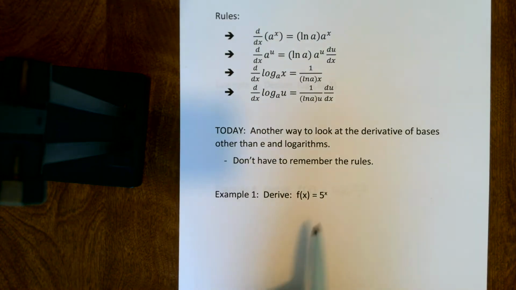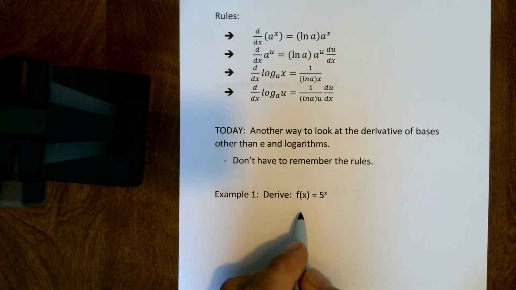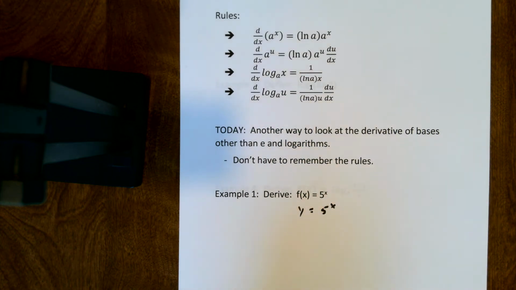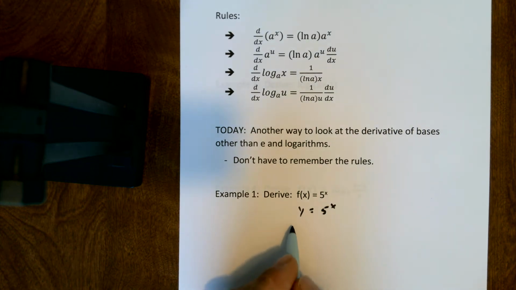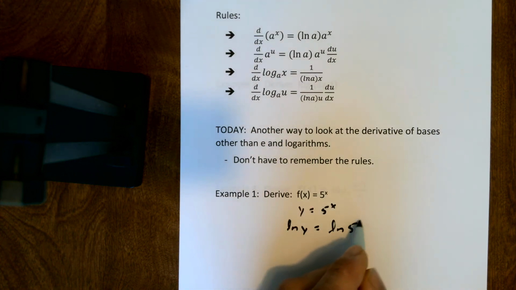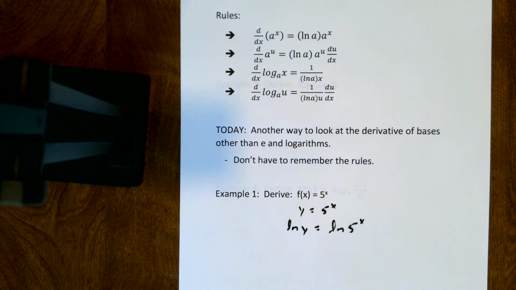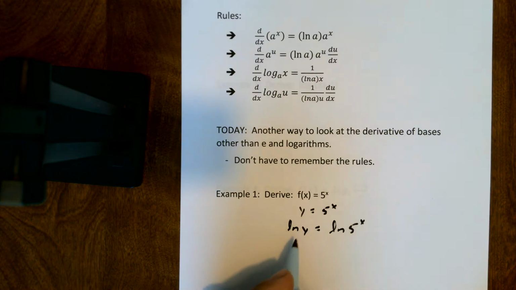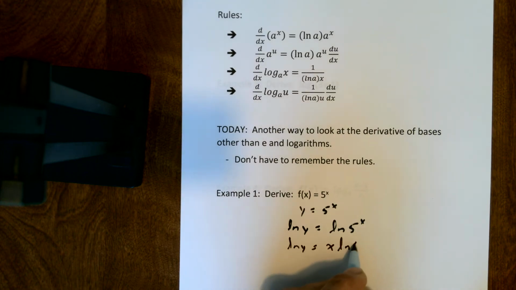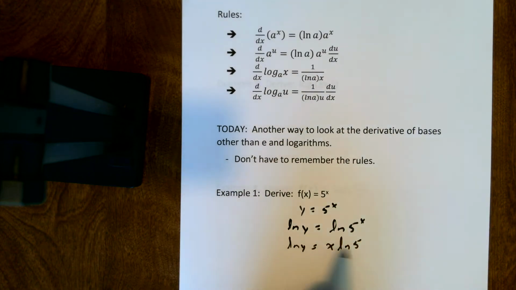So in example 1 here we have the derivative. We're going to differentiate f of x equals 5 to the x. So what I do is I change my f of x to y. And so we have y equals 5 to the x. What I can do is take the natural log of both sides. And again, we saw that back in the previous lessons. So we have the natural log of y equals the natural log of 5 to the x. We can go ahead and take this x and bring it to the front, so we have x natural log of 5. I can go ahead and find the derivative.